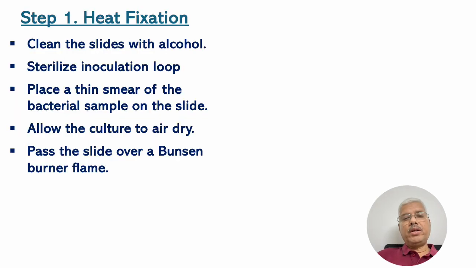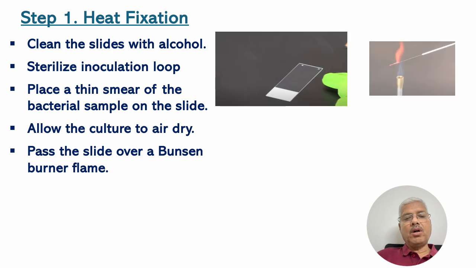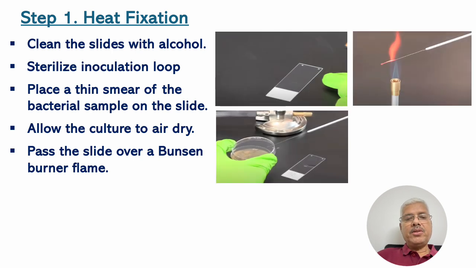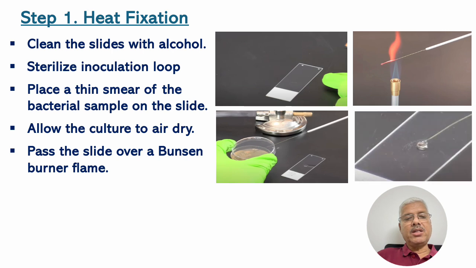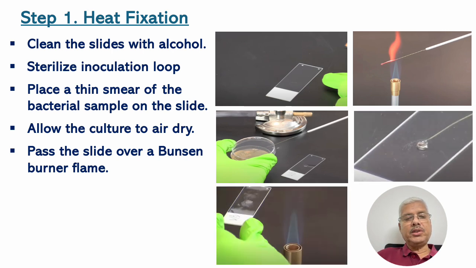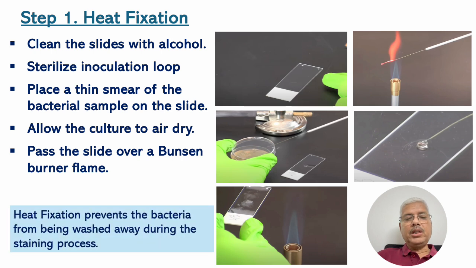Now step 1, heat fixation. Clean the microscopic slide with alcohol. Place a thin smear of the bacterial samples on the slide using a sterilized inoculation loop. Allow the cultures to air dry. Heat fix the bacteria by passing the slide over the Bunsen burner flame several times. Heat fixation prevents the bacteria from being washed away during the staining process.